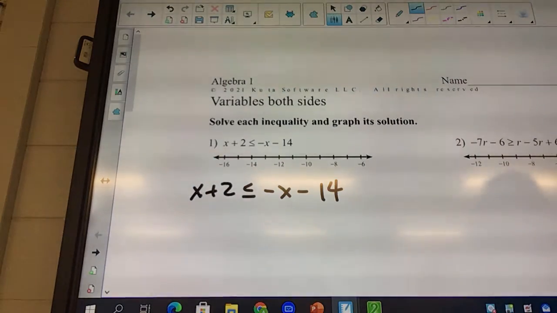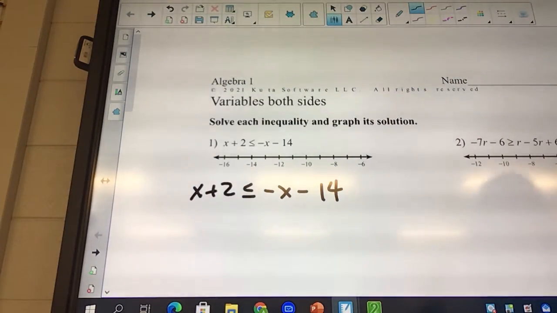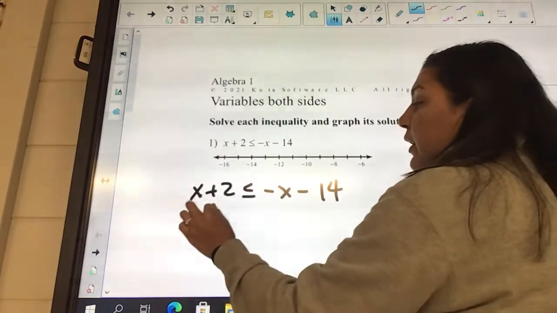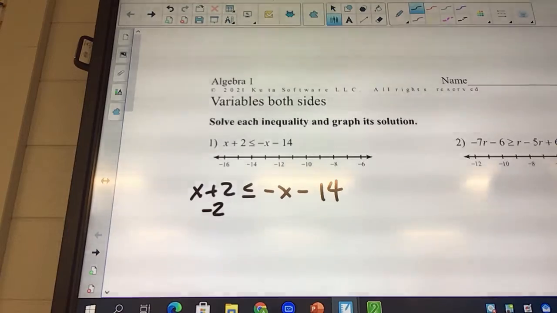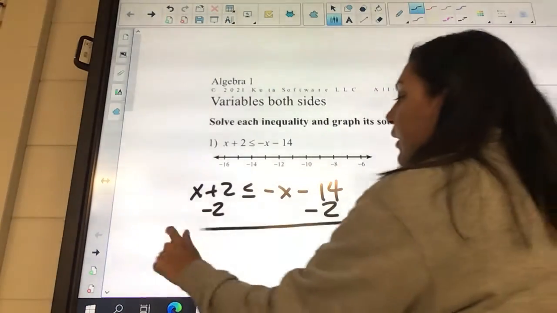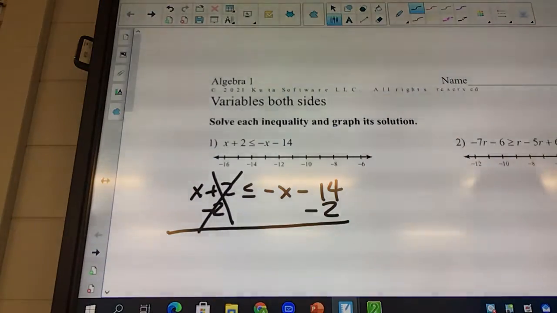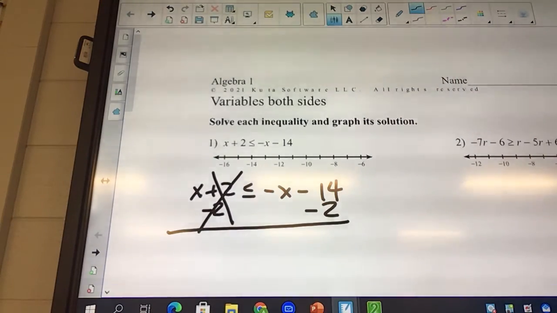The plus 2, is that a letter or a number? It's a number, so we need to move it. So we say minus 2. And what do I put it under on the other side? The minus 14. Okay, so these cancel. What else needs moved? We should have two big X's on both sides.